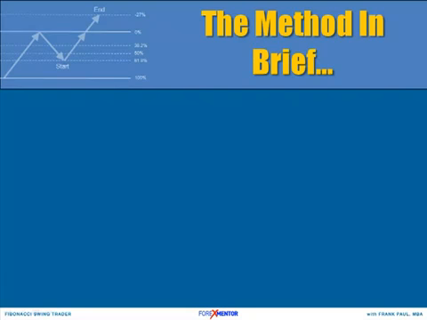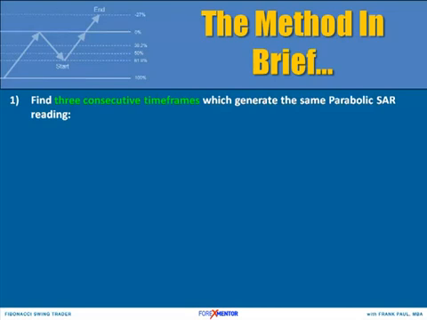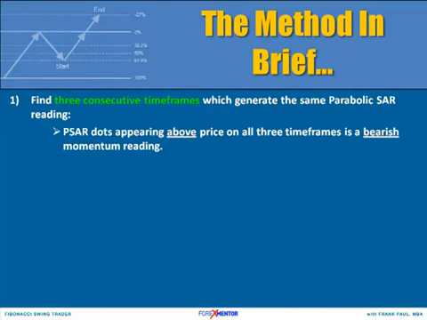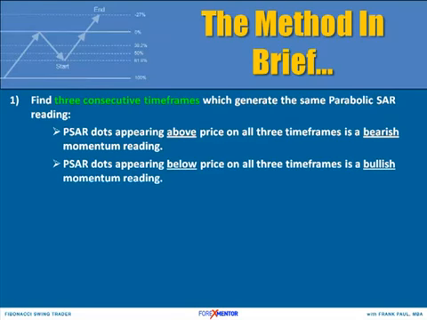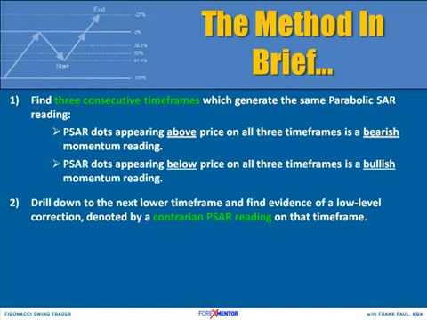This is just a very high-level summary, so please know that there are some additional nuances, but here's how it works. Our adaptation of Dr. Alexander Elder's triple screen method has us looking for the same parabolic SAR momentum rating on 3 consecutive time frames. Parabolic dots appearing above price on all 3 time frames is a bearish momentum reading, whereas parabolic dots appearing below price on all 3 time frames is a bullish momentum reading. We then validate that momentum reading by looking for evidence of market flow aligned in the same direction across at least one of the 3 time frames within the triple screen.